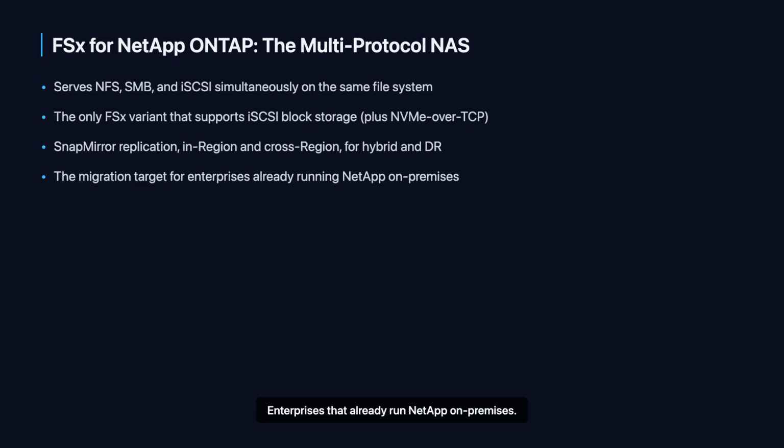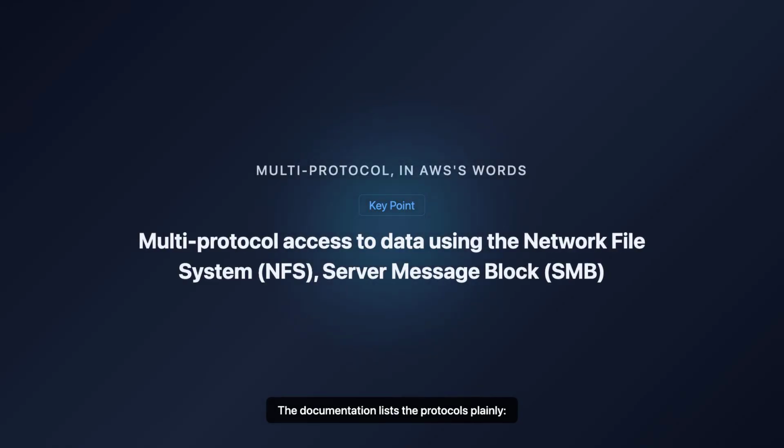Who reaches for this? Enterprises that already run NetApp on premises. They use SnapMirror to replicate straight into Amazon Web Services, and because ONTAP speaks every protocol, their Linux apps, Windows desktops, and databases all migrate with no changes. The documentation lists the protocols plainly. Multi-protocol access using the Network File System, Server Message Block, iSCSI, and NVMe.